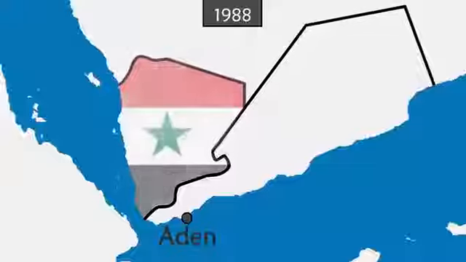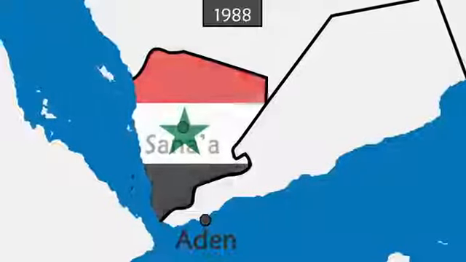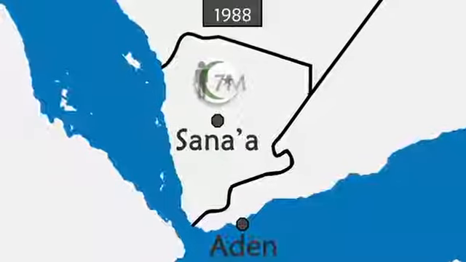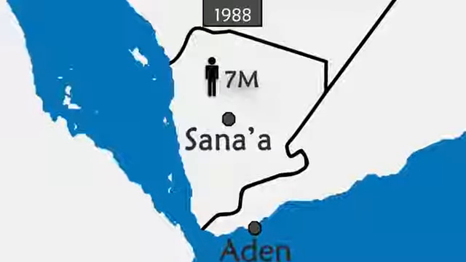In the north, the Arab Republic of Yemen, with its capital Sana'a, is an Islamic state. The country has 7 million inhabitants and is more prosperous.